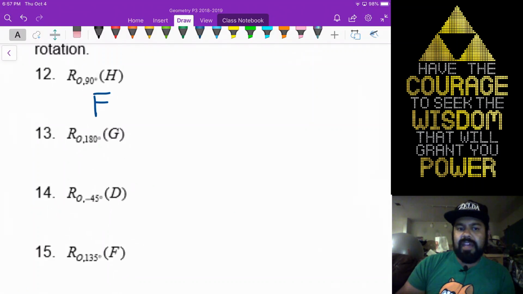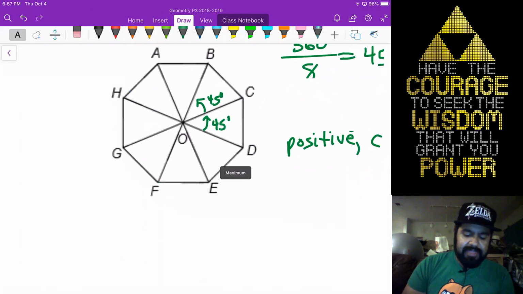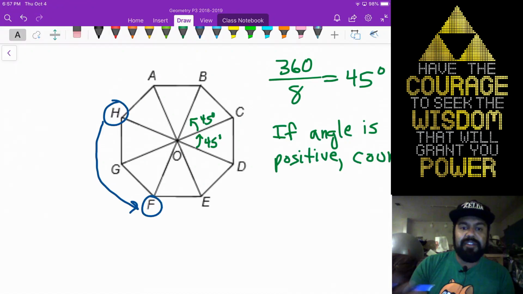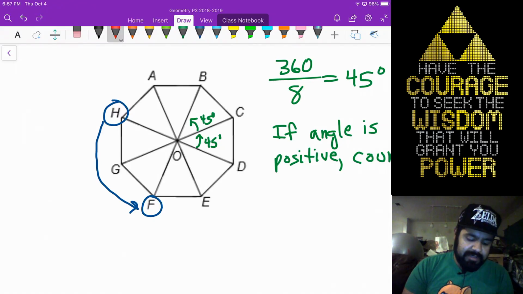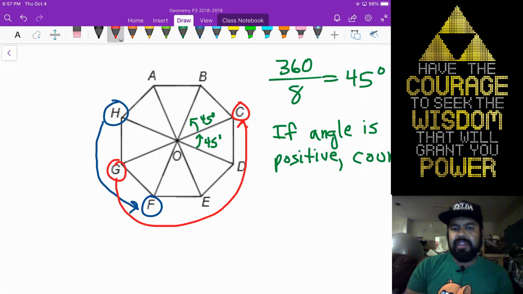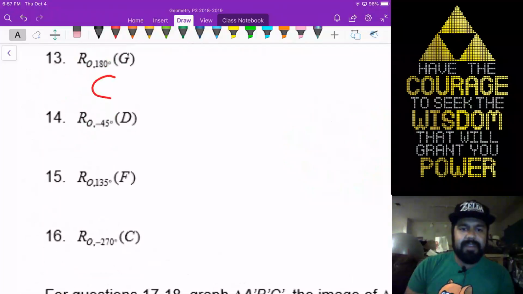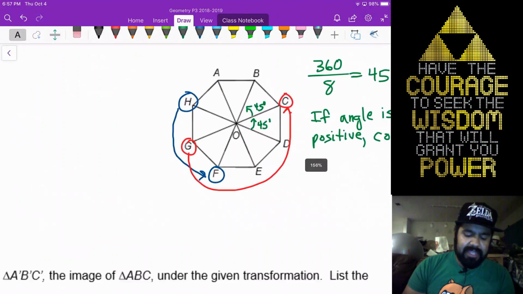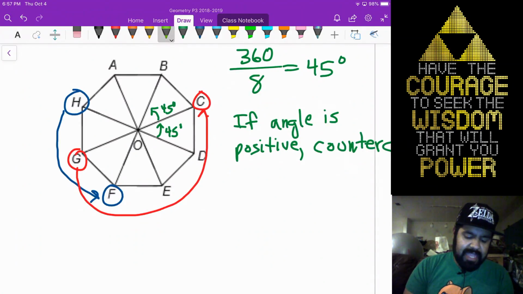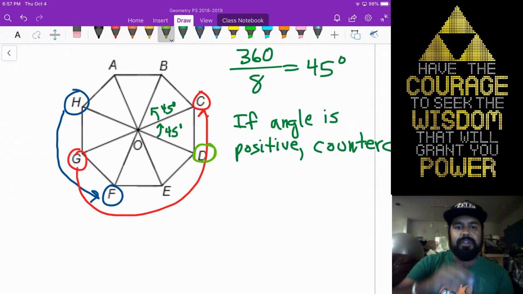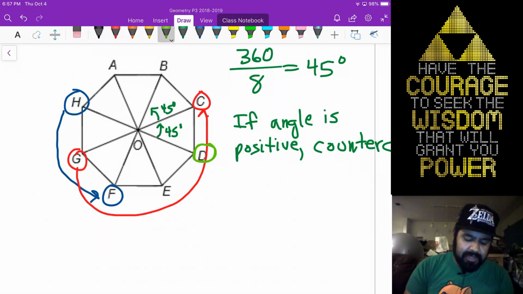For letter G, we're doing a 180-degree rotation. Now, thankfully for us, it doesn't matter which direction you go, because 180 degrees just means a half turn. So starting at G, going a half turn away, we're now at point C. Now here's one, negative 45 degrees. So now we're looking at letter D. We're going negative 45 degrees, which means we're going clockwise. So now we're going to be going right here to point E.